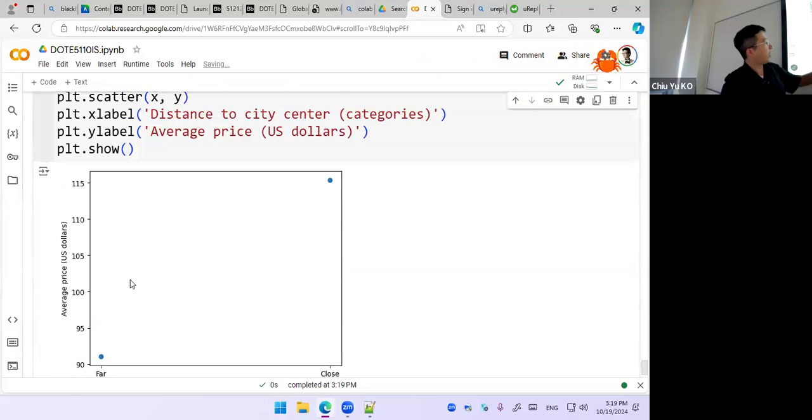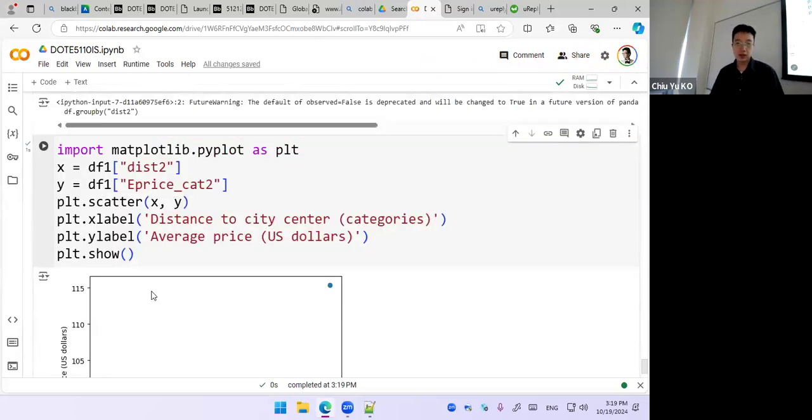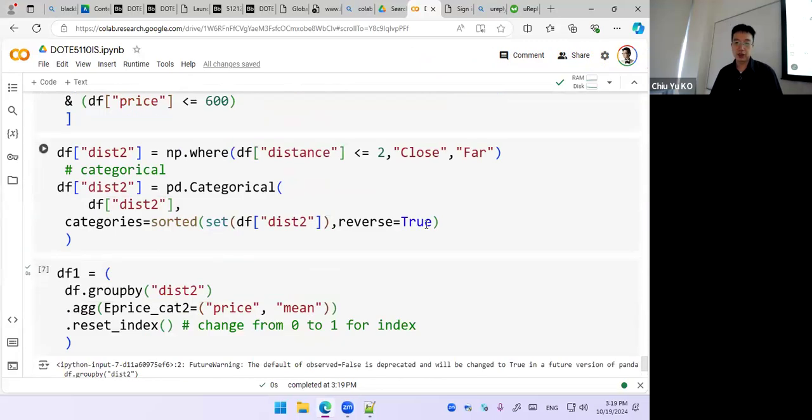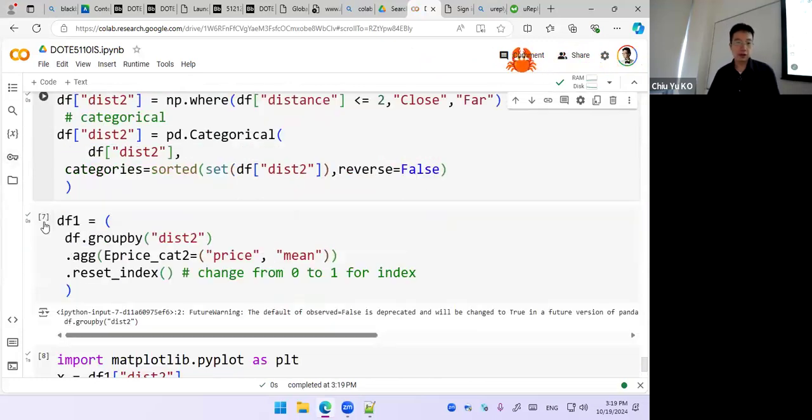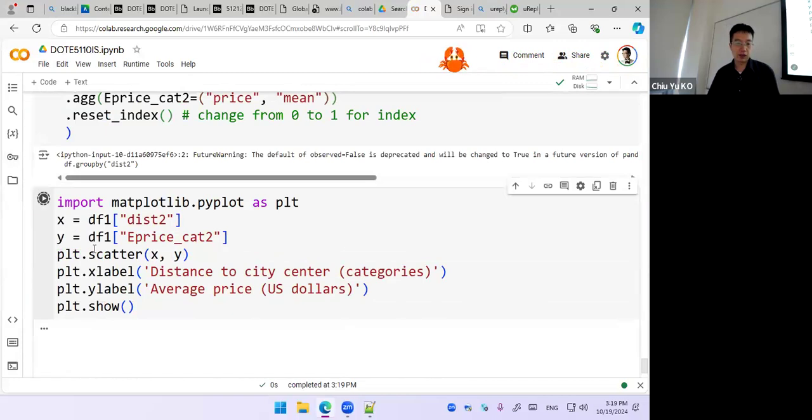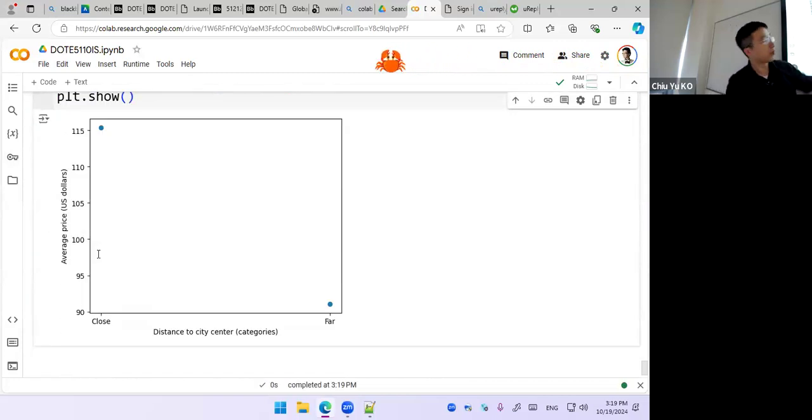And here you will see I have far and close reverse. If you want to make sure it goes from close to far, then you just change this reverse to false, and everything will reverse in this way. So it depends on whether you want close to far or far to close; you change it in this form.